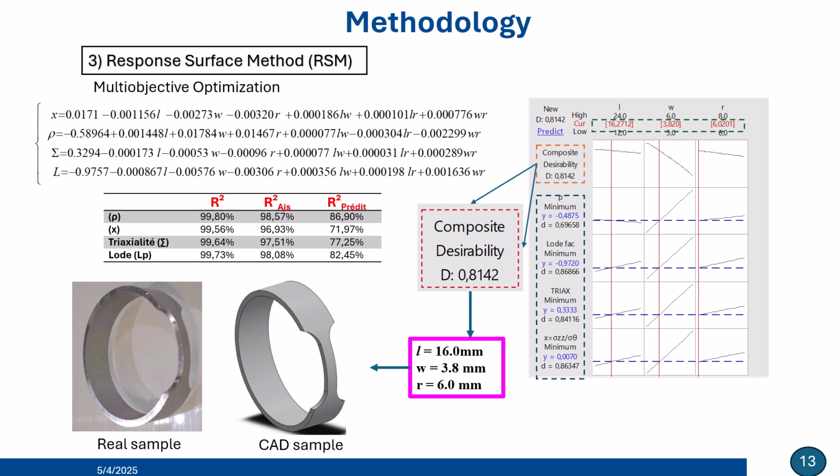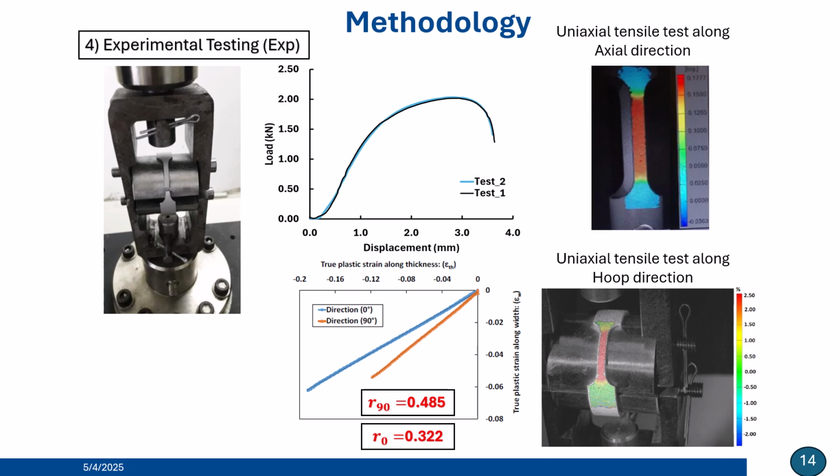Using simulation outputs, we developed response surface method models, essentially regression equations, to predict our target outputs based on the geometric variables. The extremely high R-squared values, exceeding 99% for all responses, indicate excellent model fit. We then applied a multiple objective desirability optimization approach using Minitab's response optimizer, which yielded an optimal specimen geometry with gauge length of 16 millimeters, width of 3.8 millimeters, and fillet radius of 6 millimeters, achieving more than 81% composite desirability. With this optimized geometry defined, we proceed then to the experimental testing phase.